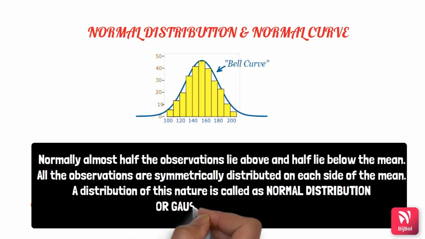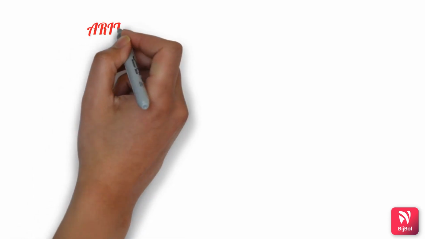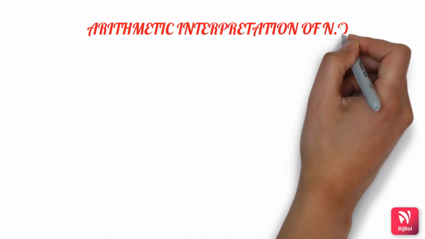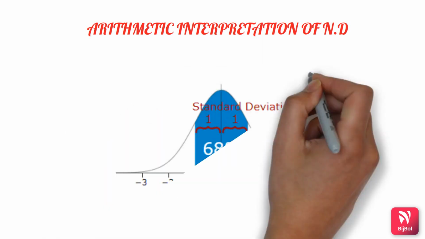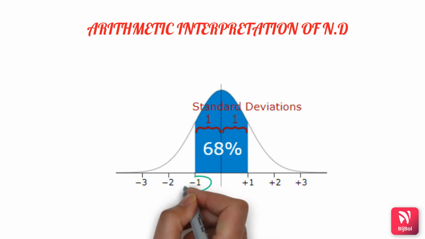So this is about the normal distribution, where you see that the data is clustering around the central value, that is the mean, located at the middle. Now let us see the arithmetic interpretation of the normal distribution. Generally, the standard deviation characterizes the spread of the normal distribution. That is, the larger the standard deviation, the more the spread; the smaller the standard deviation, the less the spread. And this normal distribution is a density curve, and the total area is maintained at around 100%.